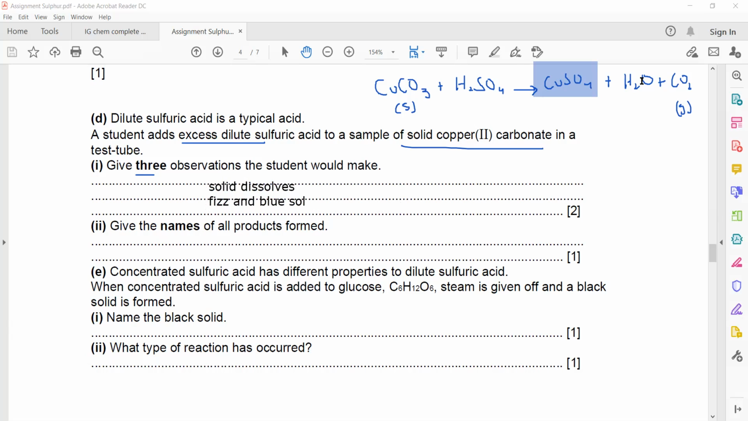Give the name of all the products. Already I asked this question: copper sulfate and water and carbon dioxide will be there.